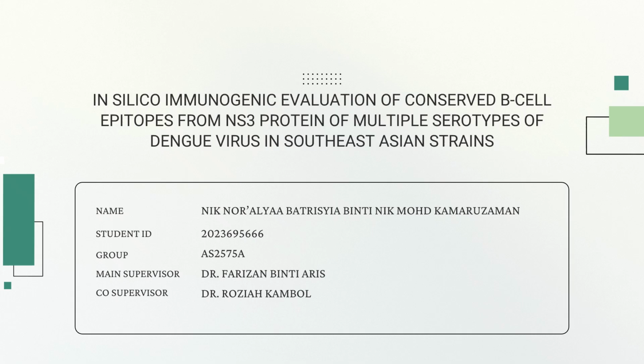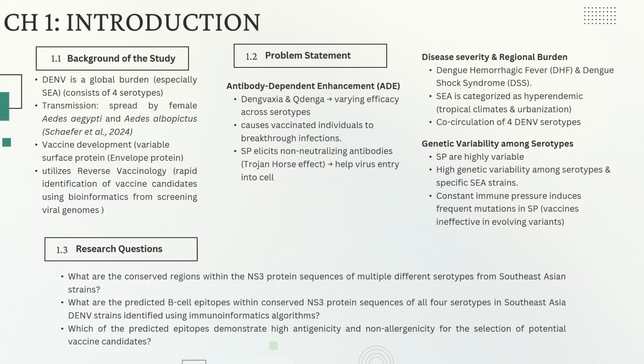Today I am presenting on in silico immunogenic evaluation of conserved B-cell epitopes from an NS3 protein of multiple serotypes of dengue virus in Southeast Asian strains. Moving straight into Chapter 1, I want to address the background and the problem statement.